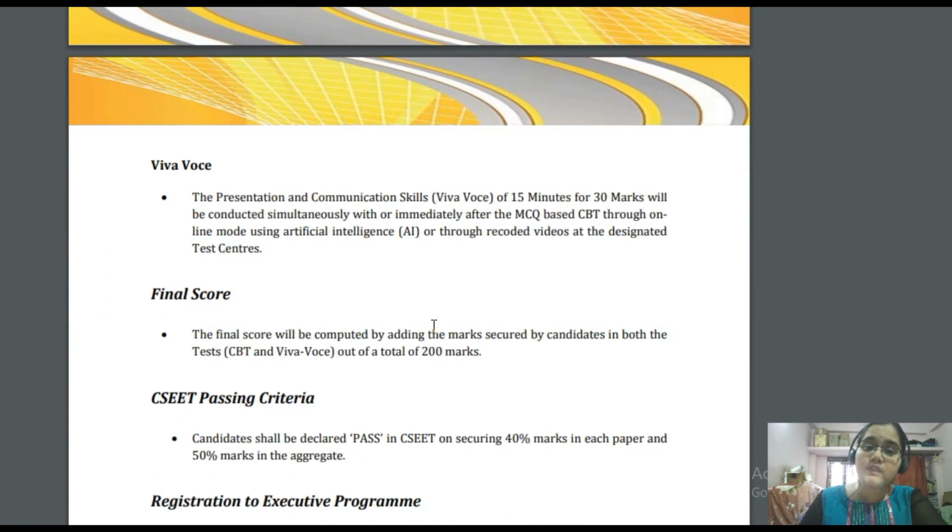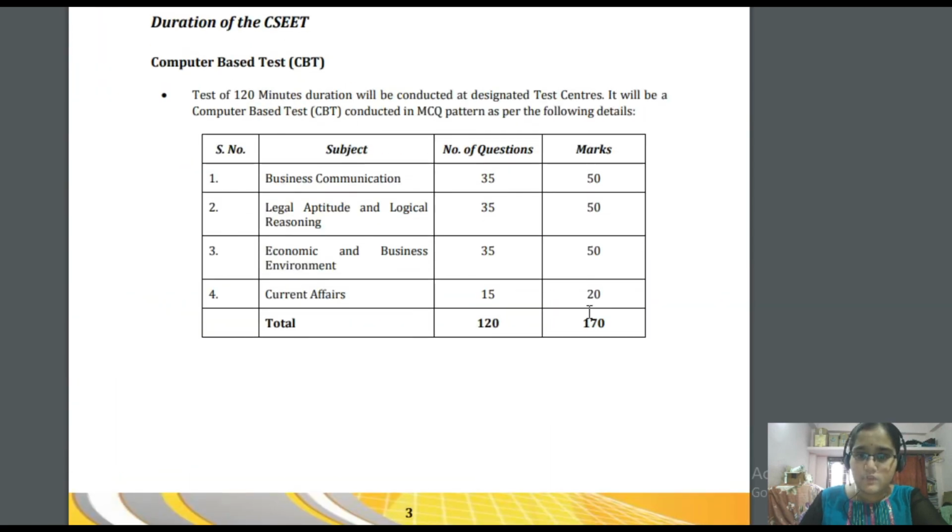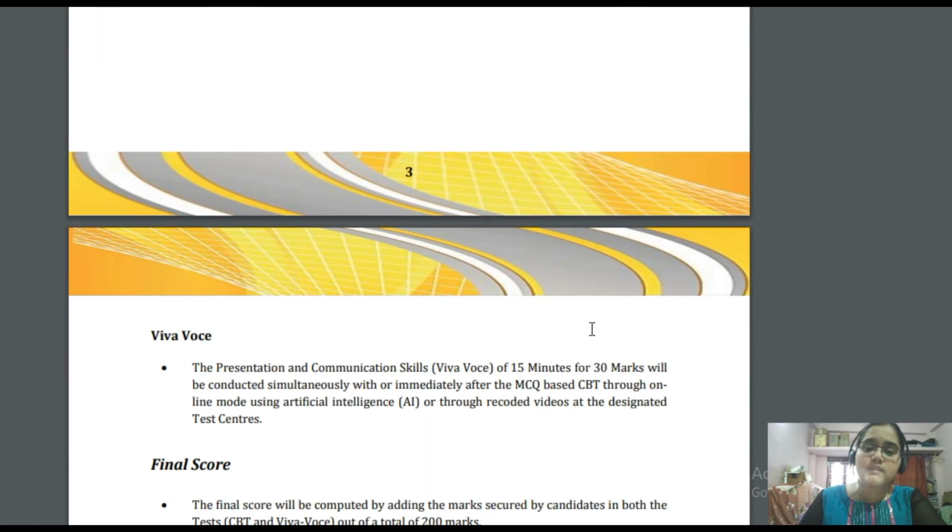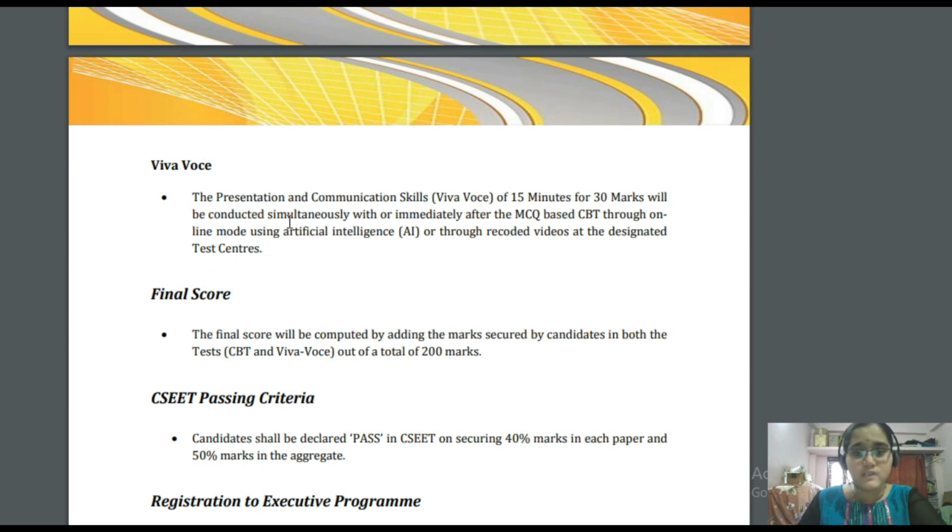And then 30 marks, the total exam is for 200 marks, right? So the balance 30 marks will be for the presentation, communication skills, the voice, viva voce. And a total of 200 marks will be considered for the examination. Okay, and you'll even have questions with some video presentations and some audio clips also.